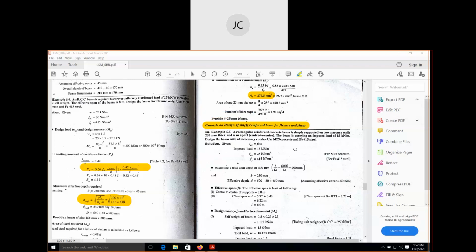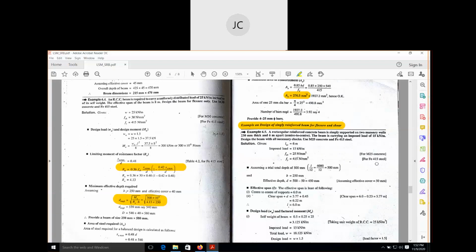So a rectangular reinforced beam is simply supported. It is given that it is simply supported on two masonry walls. The thickness of the walls is given and the center to center distance is given as 6 meter. The beam is carrying an imposed load, the UDL value is given. It is also mentioned to design the beam with all the necessary checks. That means after designing the beam you have to check for deflection and also design the shear reinforcement.